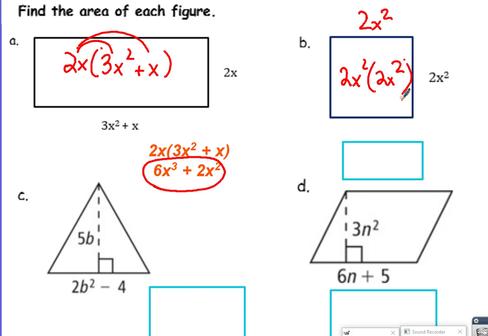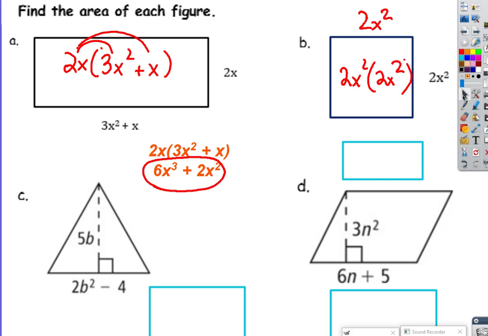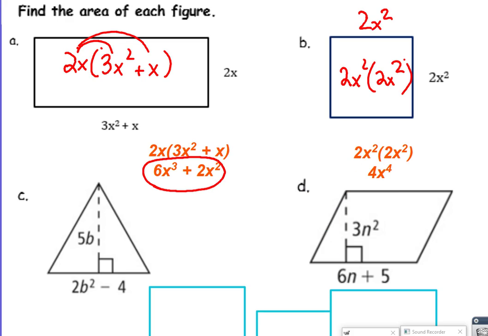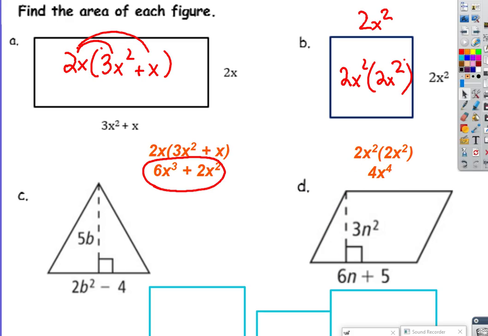So we need to multiply the 2 times the 2 to get 4, and x squared times x squared. We are going to add those exponents and get 4x to the fourth. Letter C is a triangle, and the formula for the area of a triangle is 1/2 base times height.